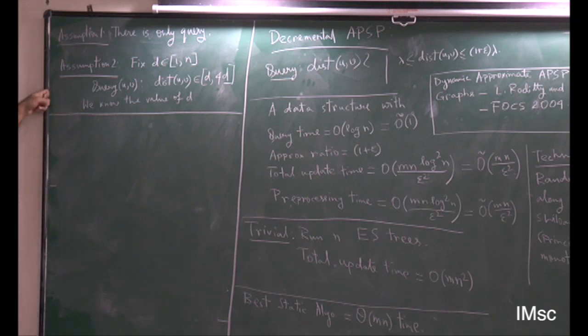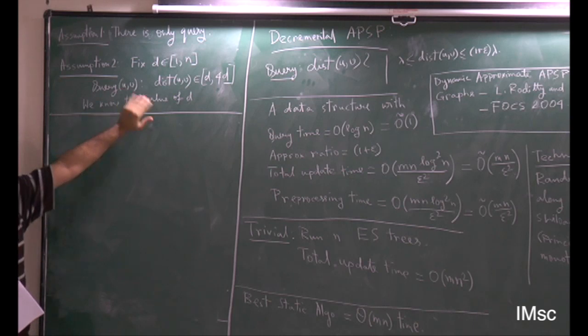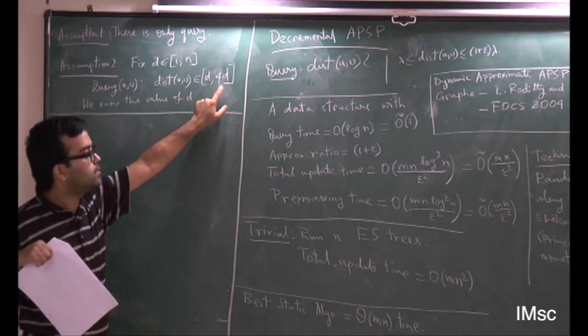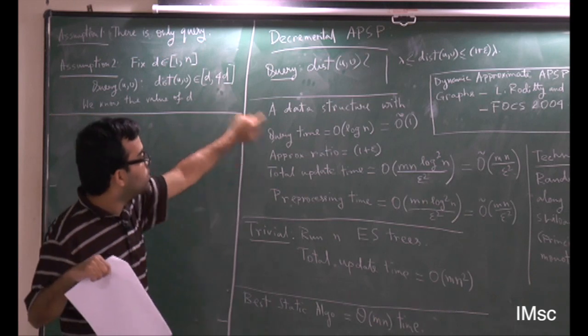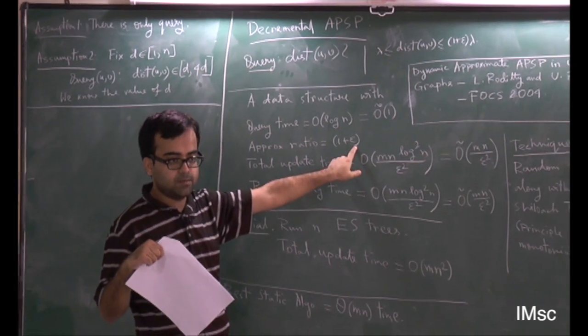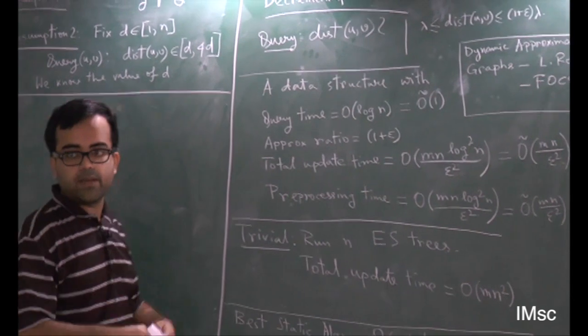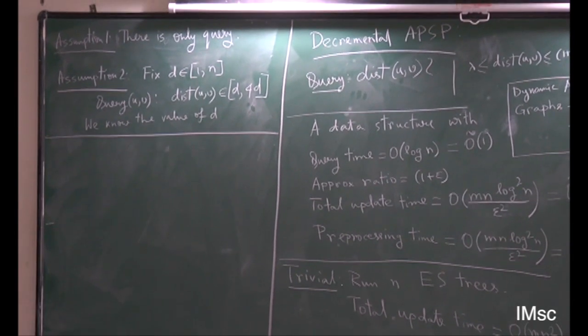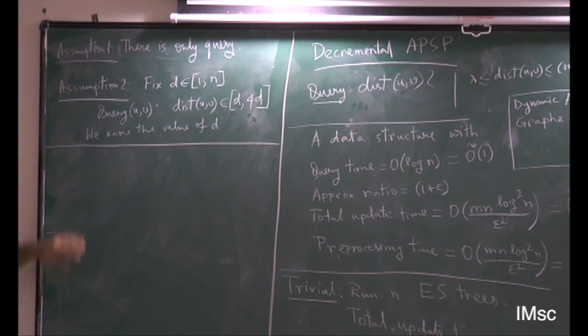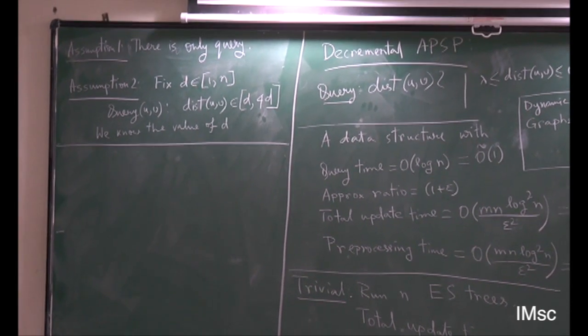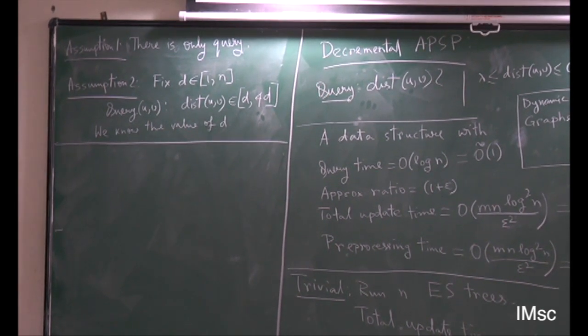Now, you might ask why assumption 2 does not make the problem trivial, because we are given d and we know that the query will ask the distance between two nodes whose distance lies in this range. But it is still not trivial because we want a 1 plus epsilon approximation, right. If we just wanted a constant approximation, this problem would have been trivial. Okay. So, now we will just solve this problem and later on we will see how to extend this to the general case. Any questions?